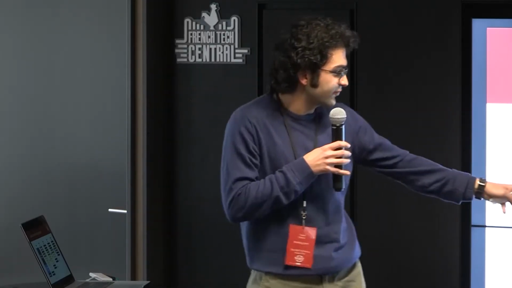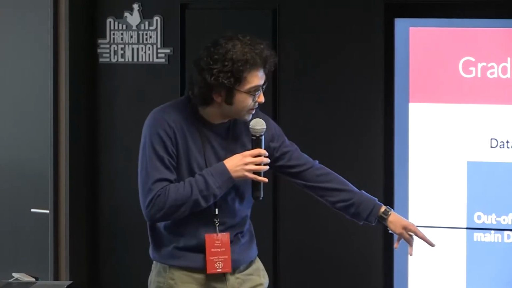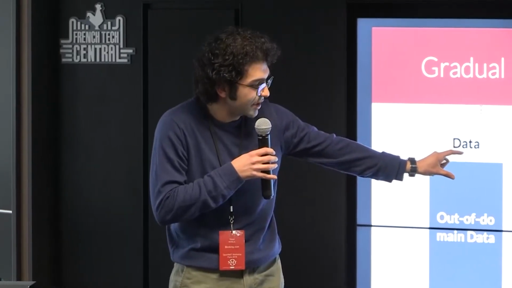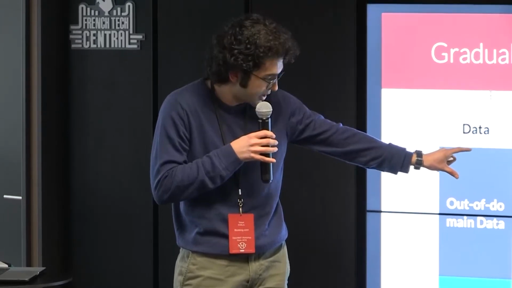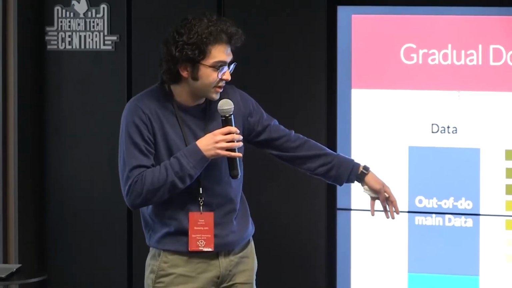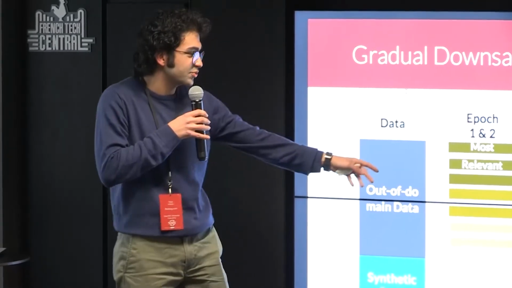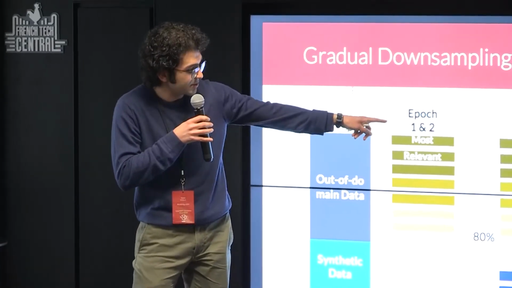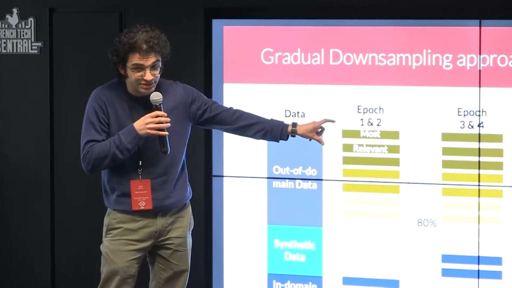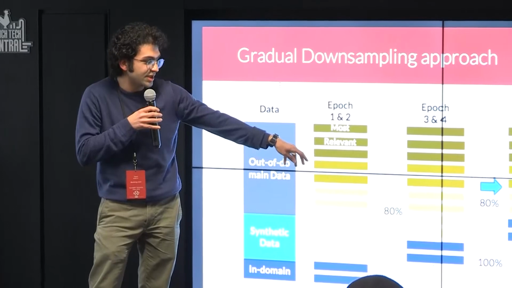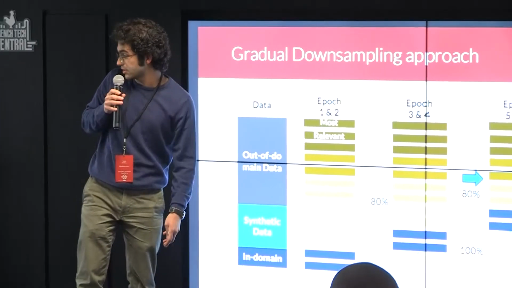But after X epochs, these numbers depend on your data and on the experiments. We ended up reducing, for example: we start with the whole data, then we take the whole in-domain data, but we reduce the out-of-domain data to the most relevant 80%, and we sample the synthetic data randomly by 80%. Then after 2 epochs we downsample again by 80% for the out-of-domain data to the most relevant examples, and keep the in-domain data, and so on until the model converges.